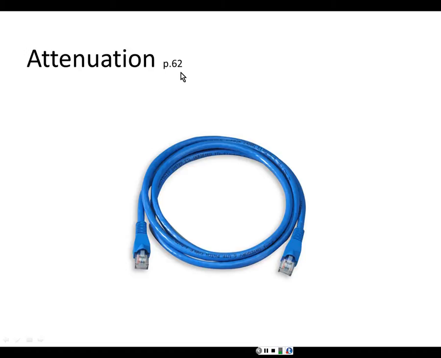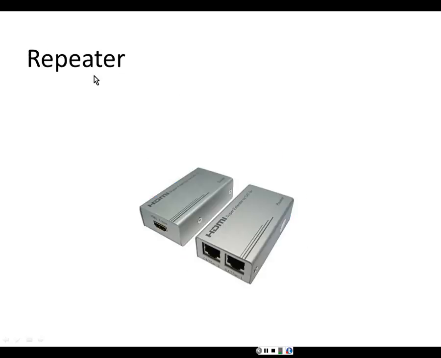But if we need to go more than 100 meters, then what we have to do is to get a repeater. A repeater is a simple device where you plug the Ethernet cable into one end, it boosts the signal and pushes the signal out another Ethernet cable at the other end. If you have to go over 100 meters, you use a repeater. If it's under 100 meters, you don't need a repeater.